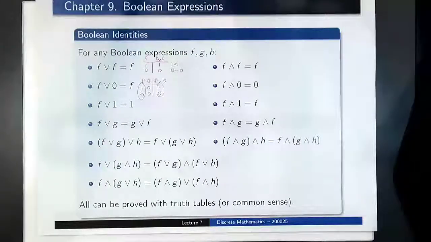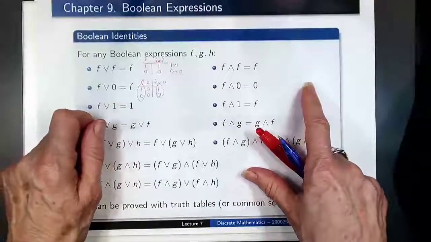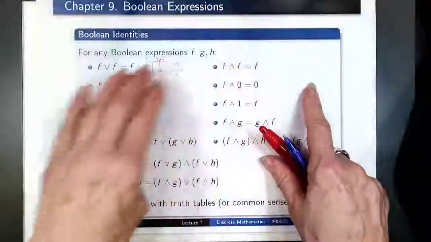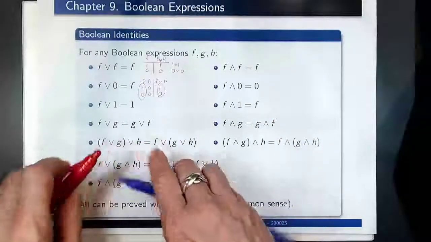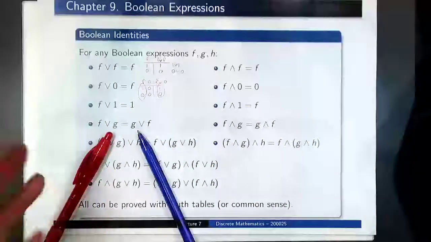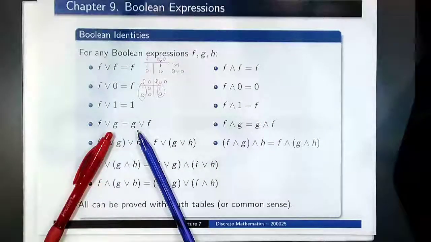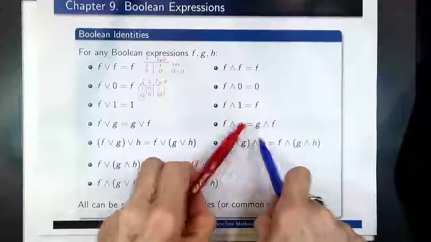And for common sense, if I say, well, the answer is whatever it is or false, then it's whatever it is. You might like to think about these to see if they make sense. This one, if I say something is true or false, it's the same as false or true, isn't it? Doesn't matter which way round I do it. This or that or this. Same thing? This and that is the same as that and this, isn't it? Right, so that's those two.